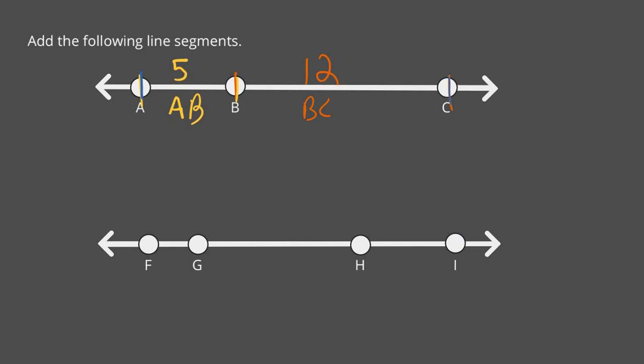So if we write this out, segment AB plus segment BC equals segment AC. All you have to do is take the value of each segment. So we said AB was 5, BC is 12, and you can add them together. And we know that 5 plus 12 equals 17. So our final answer would be AC equals 17.